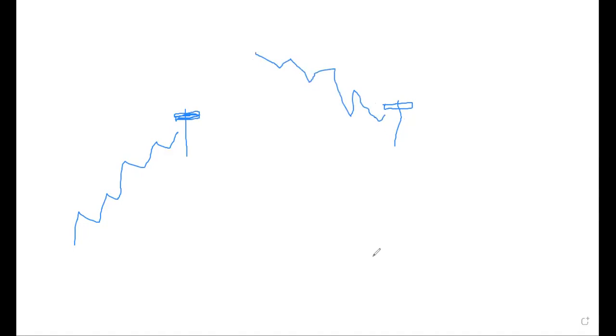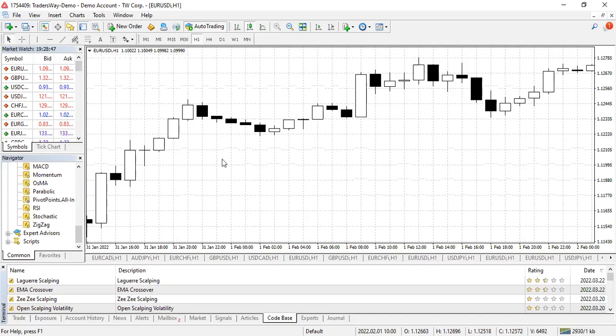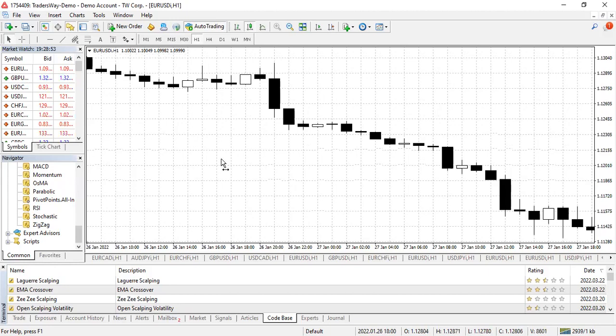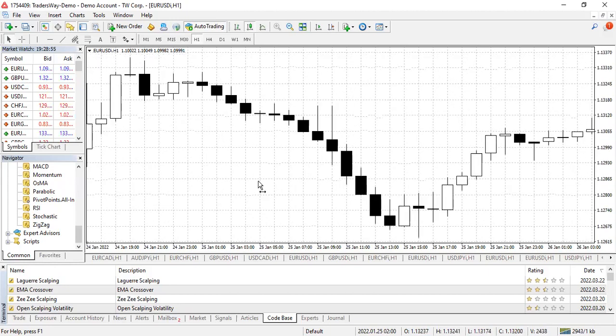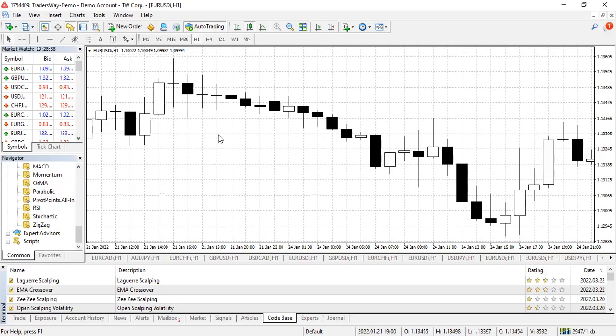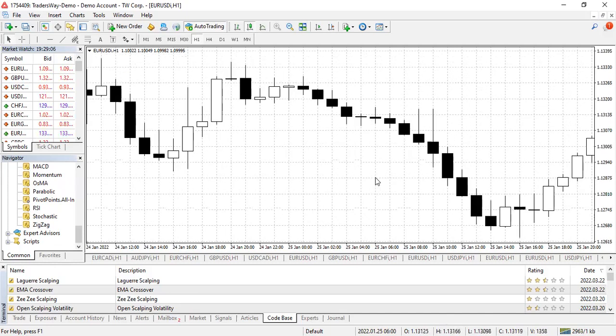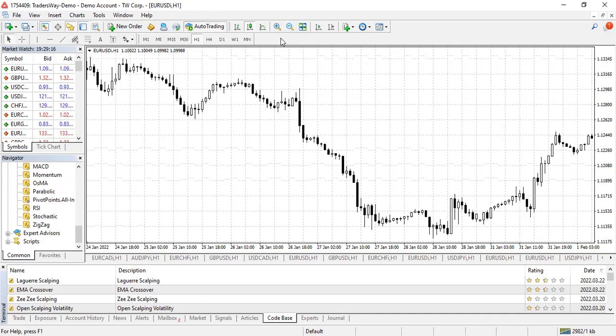So let me show you in our MT4. It normally appears when there is about to be a reversal. Maybe the market is coming like this, then there is about to be a reversal back. That is where we normally see hanging man or hammer. Let me reduce the size so we can see it.